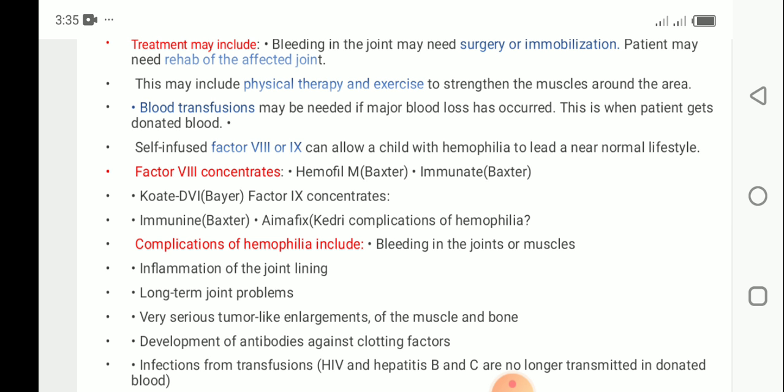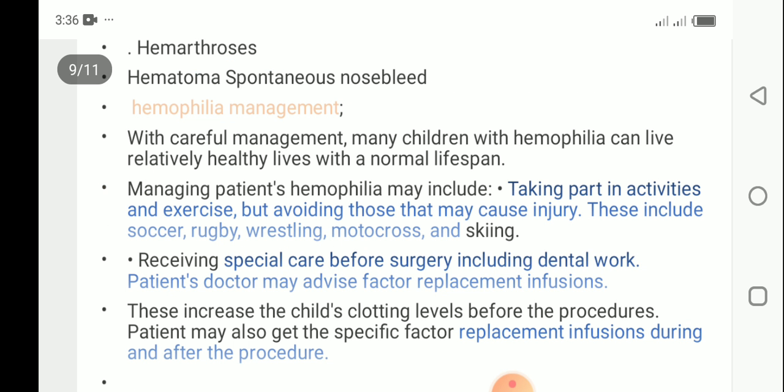And so the blood, they can't give more blood transfusions, and usually hemarthrosis and hematoma, spontaneous nosebleed will be seen.